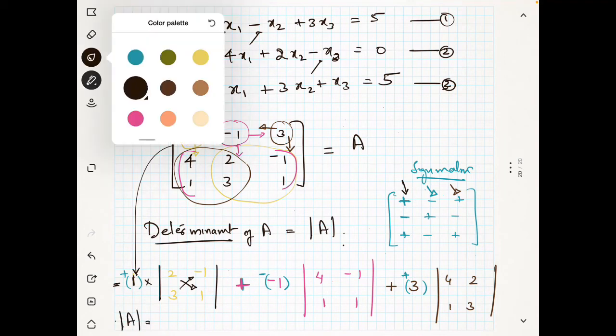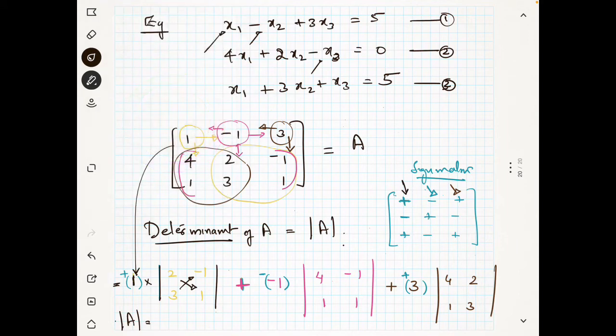The determinant of A is equal to, you see here, this is plus 1 multiplied with 2 into 1, that means 2, minus 3 into minus 1. So 3 into minus 1 is minus 3. So 2 minus minus 3, plus, you see here, this is minus of minus 1, that means plus 1, multiplied with 4 into 1, that means 4, then minus 1 into minus 1. 1 into minus 1 is minus 1.